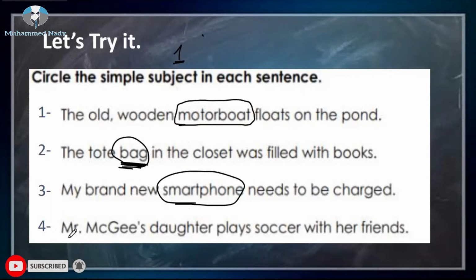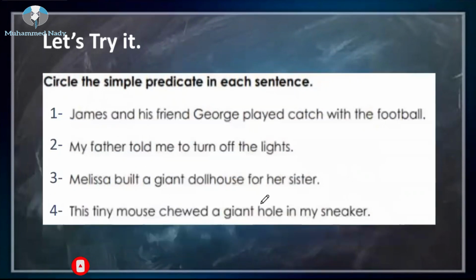Okay, now, Mr. Miggy's daughter plays soccer with her friends. So, what's the simple subject in this sentence? Very good. It's daughter. So now we're done with this. Now let's try to find some simple predicates. Circle the simple predicate in each sentence.